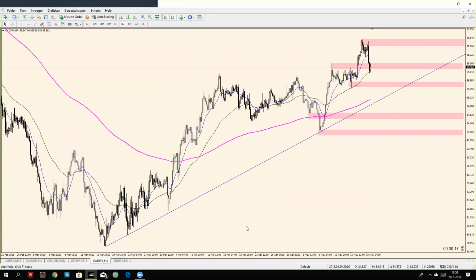CADJPY, I did for this week. I did a few extra pairs because I saw that the members in the group are trading CADJPY and EURJPY as well. It's very nice. So if you're good in it, why not? If that is your pair. CADJPY, it's a nice pair. It can range also sometimes for a while, but overall the CADJPY is trending up.